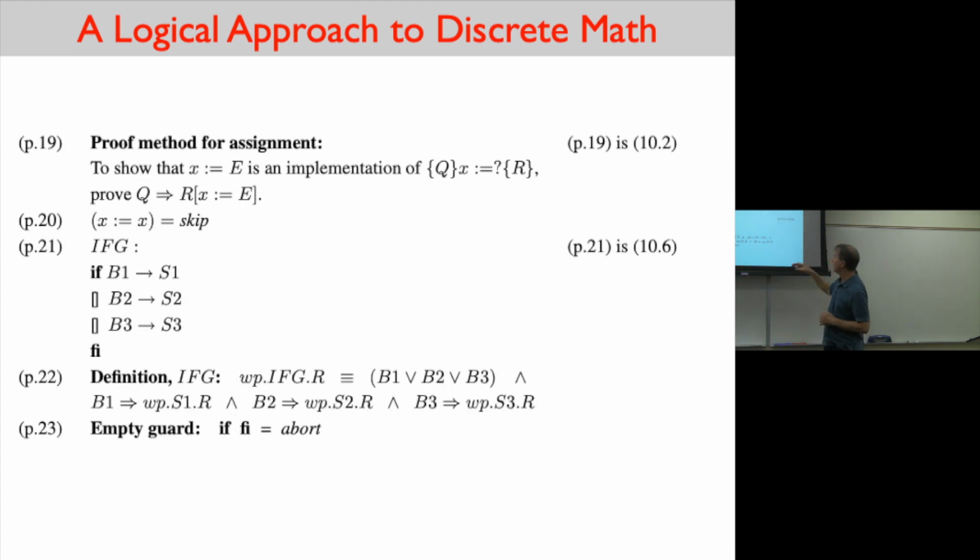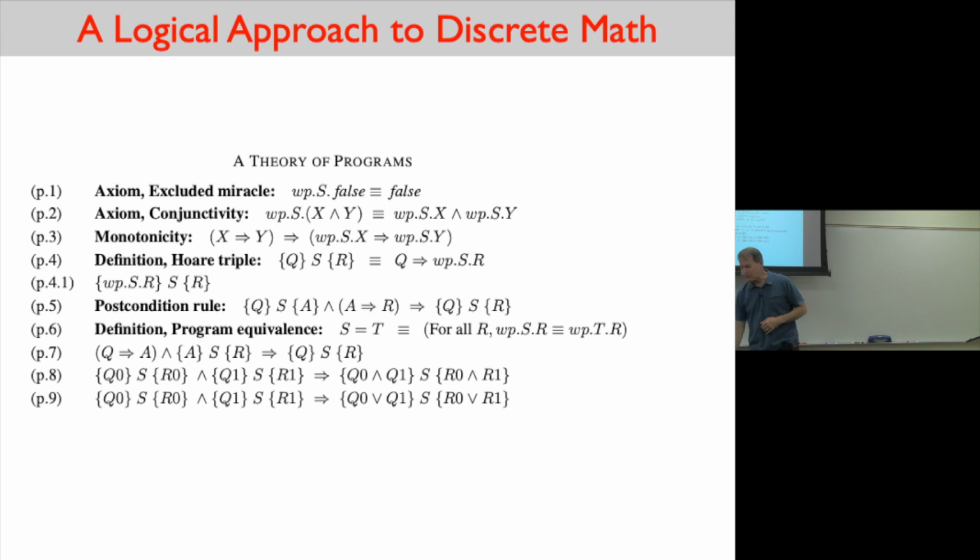But now over here, if you look at P19, proof method for assignment, I have a little note up here in your handout, P19 is 10.2. And over here, the IFG, that's what we call P21. I just have a little note over here, P.21 is 10.6. So you can refer back to these if you want to read about this material in the book. But the point is that a lot of this material is not in the book, so you'll just have to get it from the lecture and from this handout, okay?